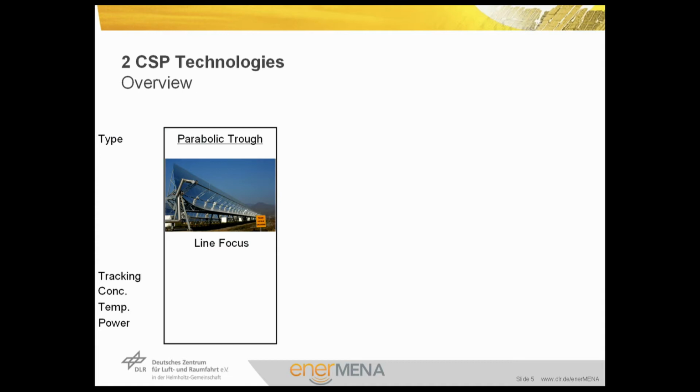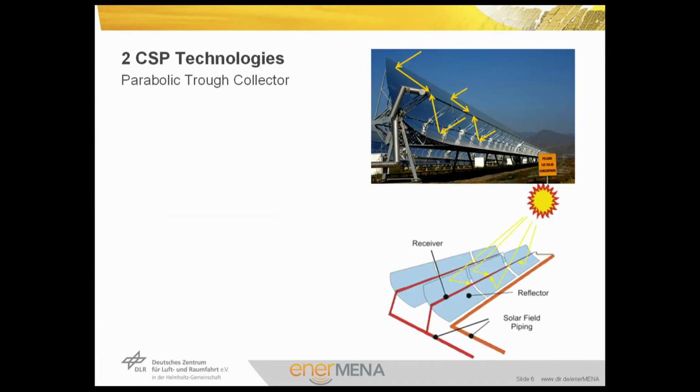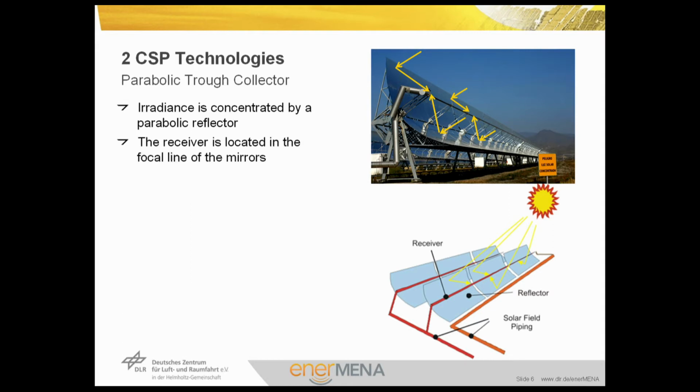The most widespread and commonly used concentration technique nowadays is the Parabolic Trough. It is a line-focusing technology. Here you see a photo and a sketch of a Parabolic Trough collector with its receiver in the focal line. The radiance is concentrated by a parabolic reflector. The receiver is located in the focal line of the mirrors, and the heat transfer fluid is heated up to 400 degrees C. Normally, Rankine cycles are used as a power cycle.